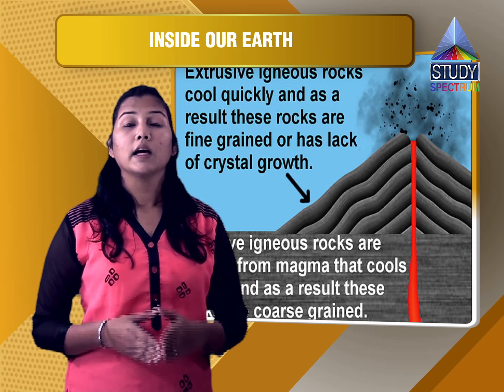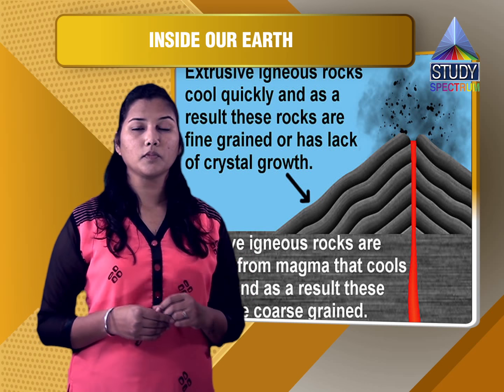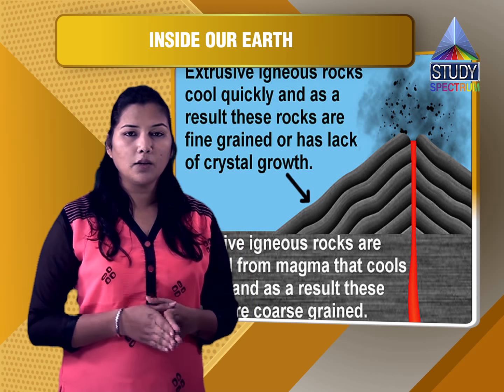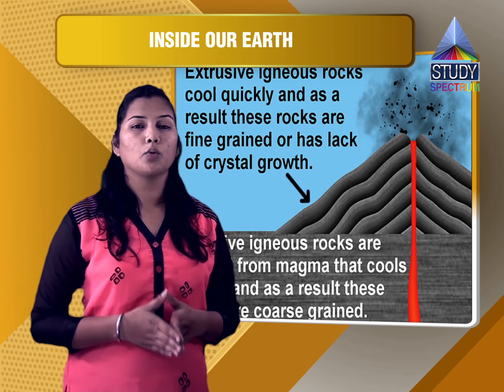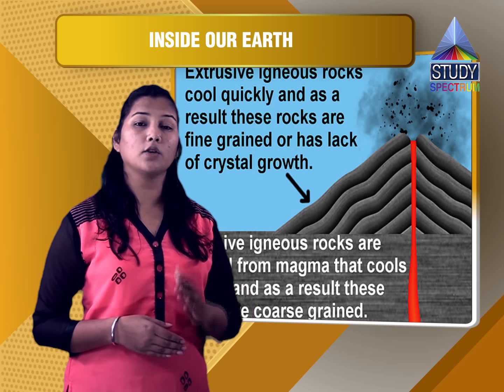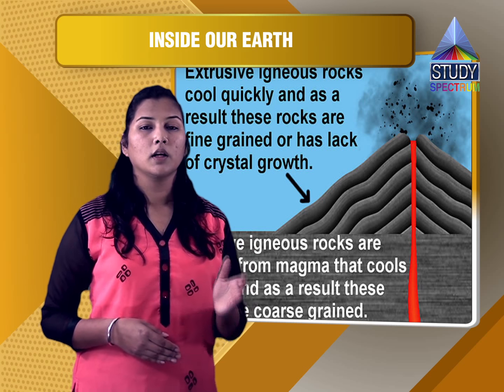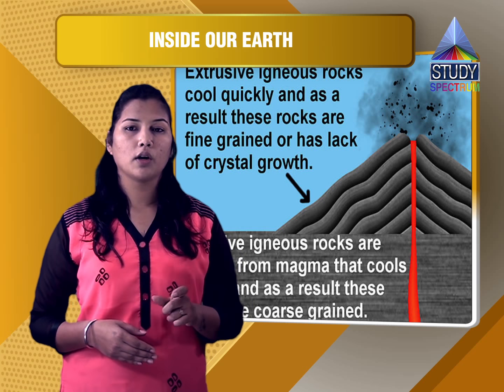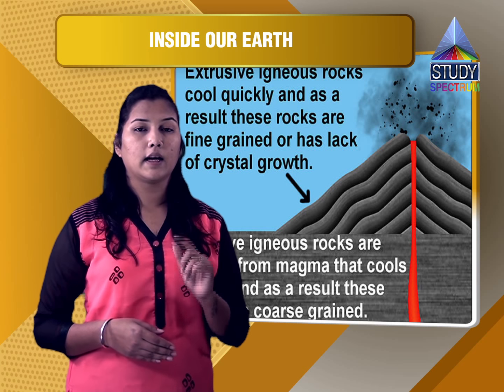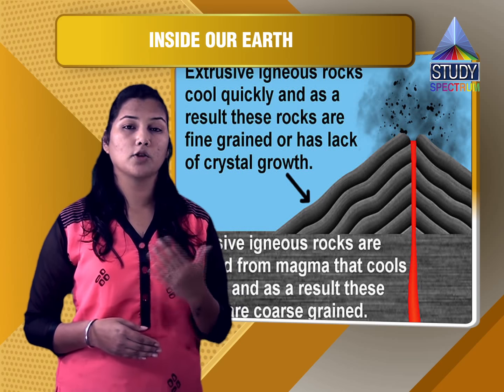So let's understand extrusive rocks. Extrusive rocks is when the volcano erupts, the lava comes out and cools down on the surface. When it cools down on the surface, it is known as extrusive rocks. The grains of such rocks are fine. For example, you can give basalt.